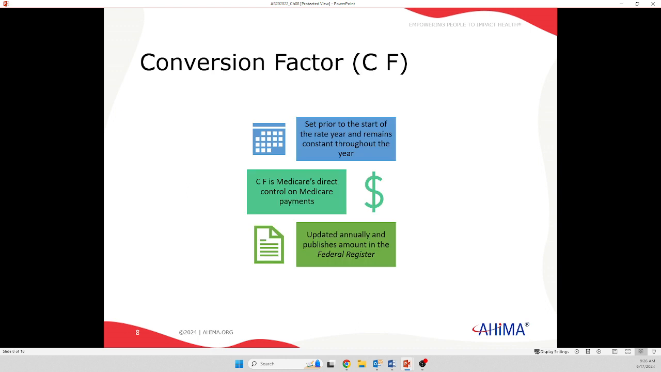Next, we have our conversion factor. That's what's going to transfer that RVU into a fee schedule amount. That's set prior to the start of the rate year, and it remains constant throughout the year. This is Medicare's direct control on Medicare payments, and it is updated annually, and it publishes in the Federal Register. CMS can increase or decrease that conversion factor, and they do that to either increase or decrease payments, just depending on any of their research that they find.